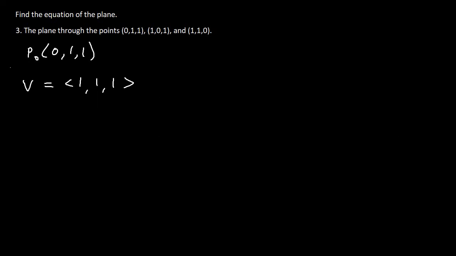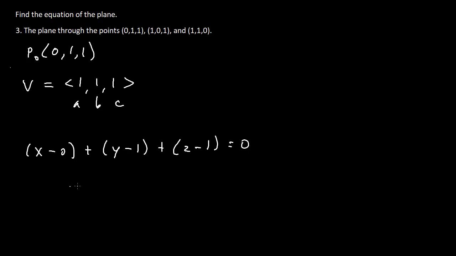So now, given a point of intersection and a normal vector, we can go ahead and write the equation of a plane. So once again, the vector is going to be in its a, b, and c components, and then P naught is going to have its x naught, y naught, and z naught components as well. So we're going to take a, which is 1, times x minus x naught, which is 0, plus b, which is 1, times y minus y naught, which is 1, and then plus c, which is also 1, times z minus z naught, which is 1. And that's going to equal 0.